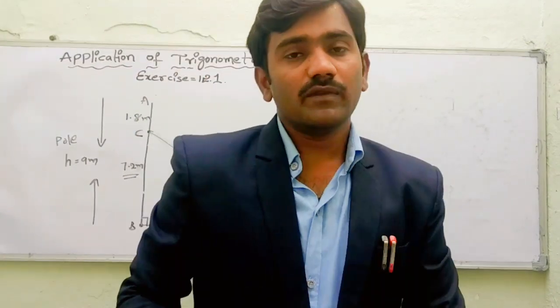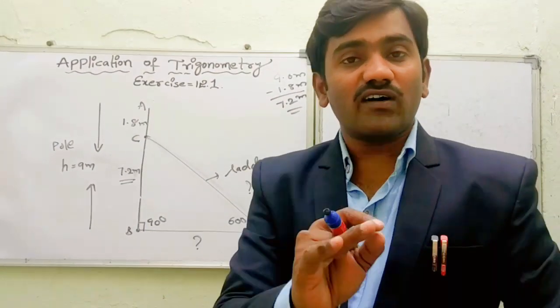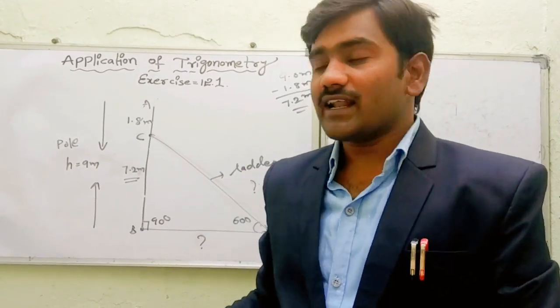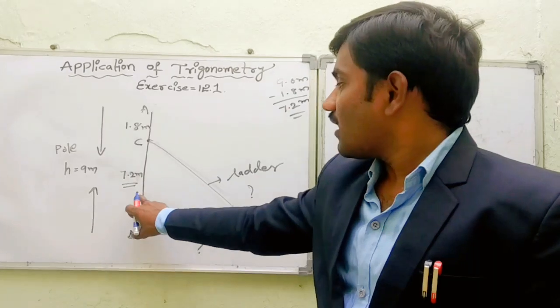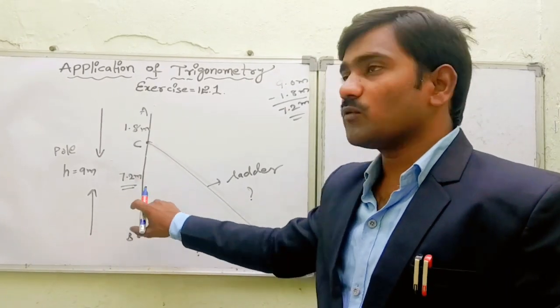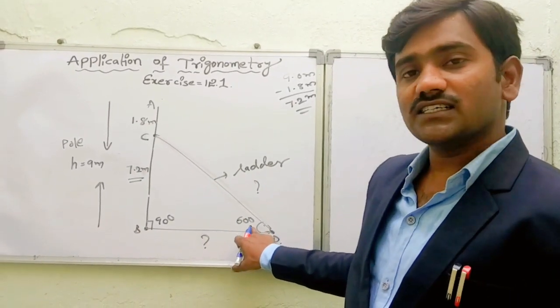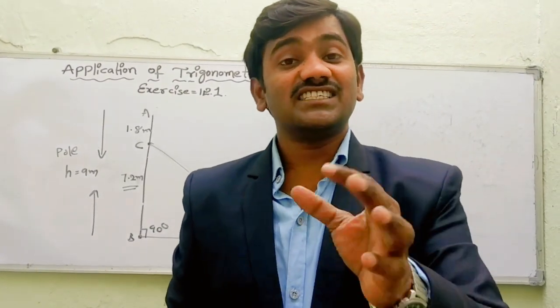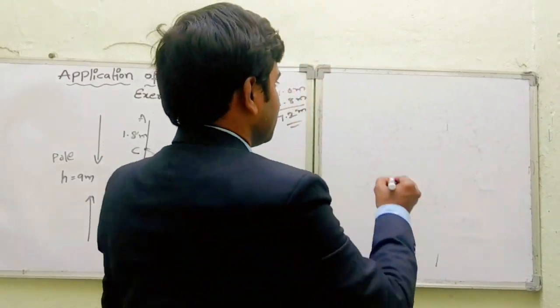So simple, children. Let us see what is given and what we need to find. First we will find out the length of the ladder here. What is this? This is the hypotenuse, and this is the opposite side for this angle. For angle 60 degrees, opposite by hypotenuse is sine 60.